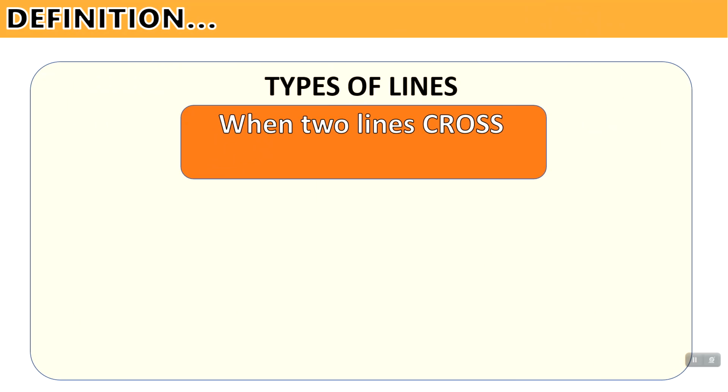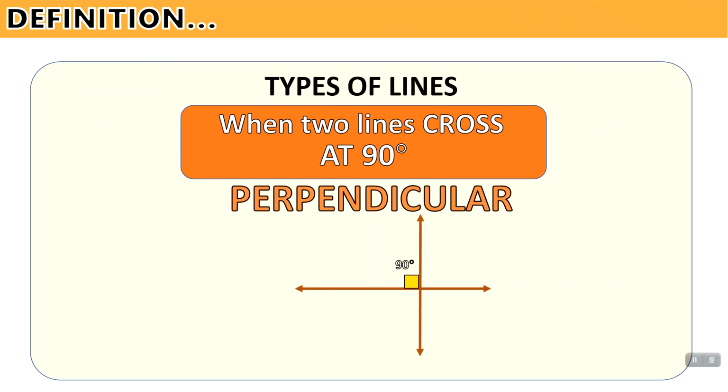Now if we take two lines and they cross like this at 90 degrees or right angles, we call this a perpendicular line. We can see that perpendicular lines have one horizontal line and one vertical line, and when they cross each other, they are known as perpendicular lines. Perpendicular lines always cross at 90 degrees.